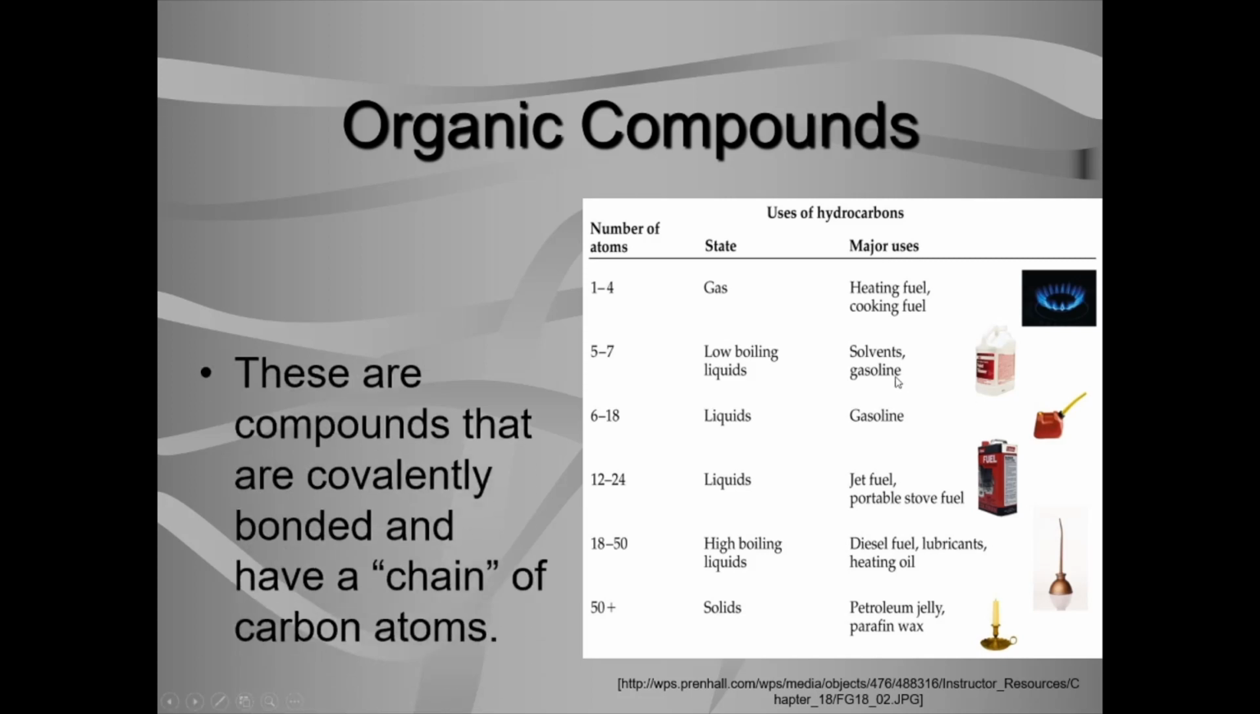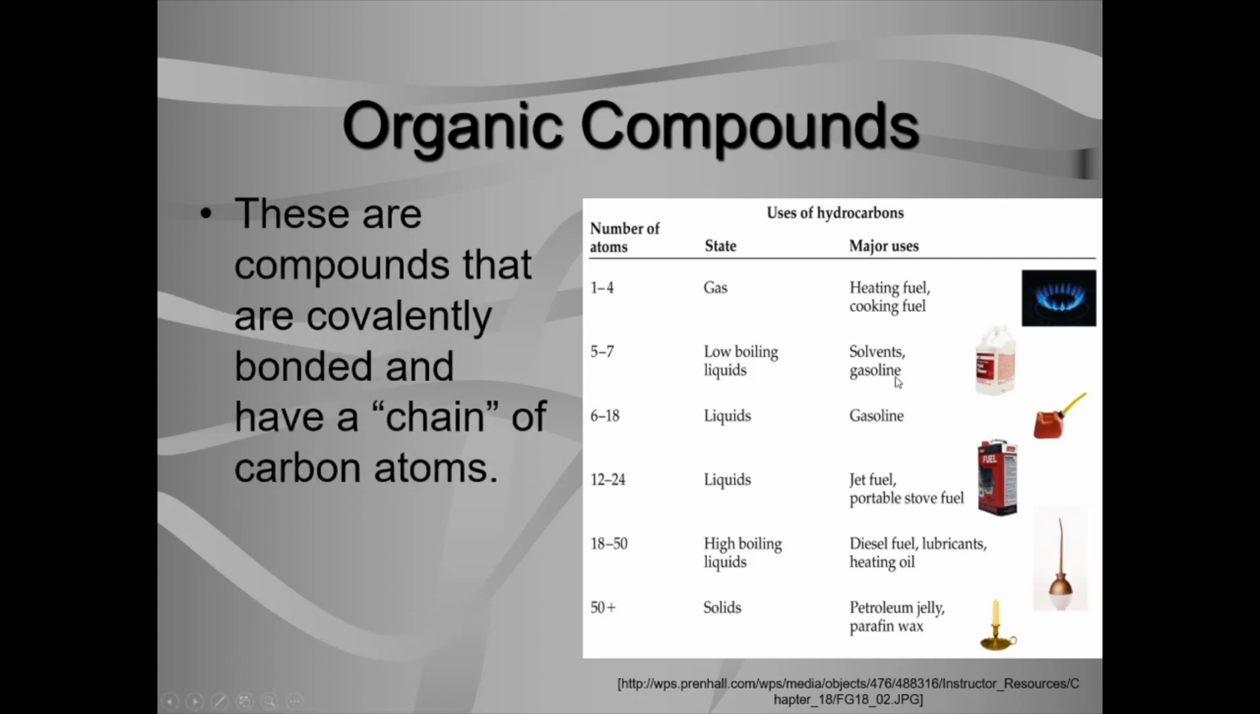Well, organic compounds are compounds that are covalently bonded and have a chain of carbon atoms. So in organic chemistry, what determines whether something is organic or not is whether or not it has the element carbon in it. And so organic chemistry is basically focused around the element carbon and things bonded to it.